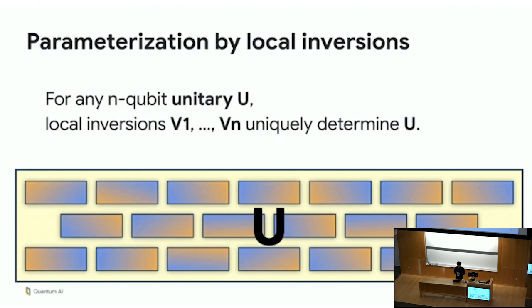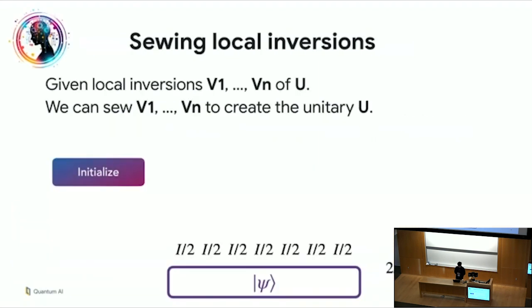So one can ask, why is that the case? How can we show that? Here I'm going to present a graphical proof for this lemma. Suppose there is some arbitrary n-qubit unitary U, and suppose that V1 through Vn are the local inversions of that unitary U for qubit 1 through qubit n. We don't know what U is, but we do know what these local inversions are. Now, we're going to show that there's an efficient procedure that allows us to sew together these n local inversions to create the unitary U.